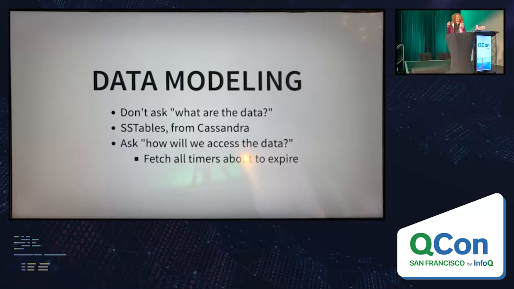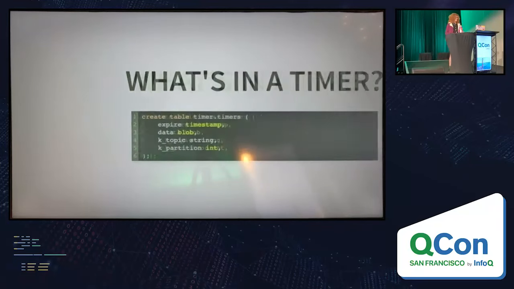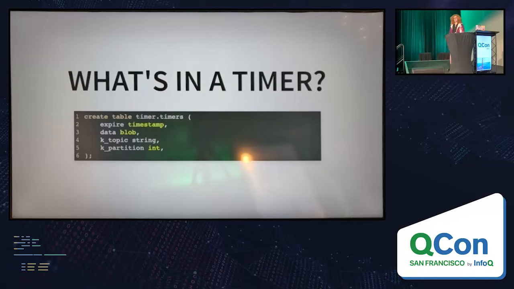So what does about to expire mean in this sense, right? If we think about the basic elements that we just said were a part of a timer, it's got an expiry timestamp, it has a binary data blob, and it has a Kafka topic and partition that the message is going to be written to.